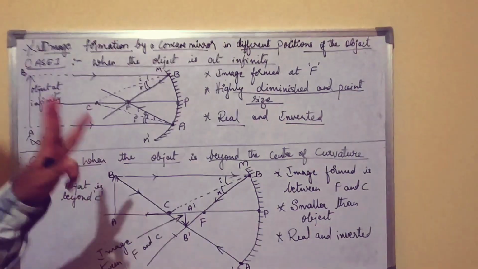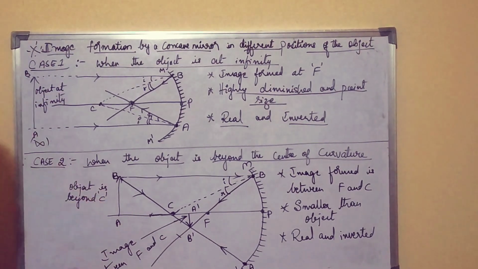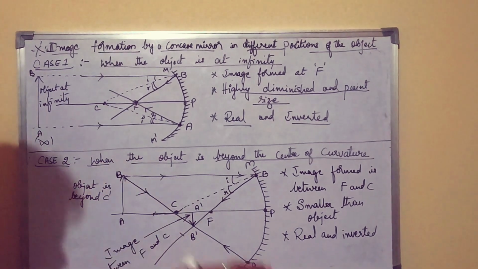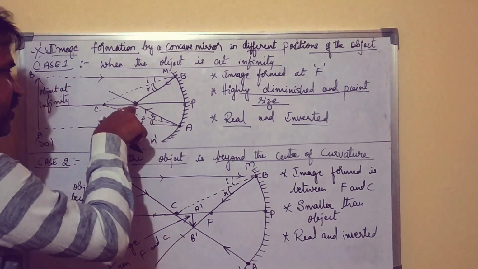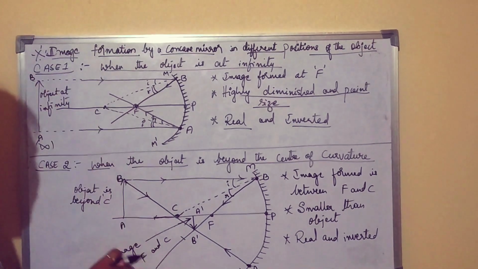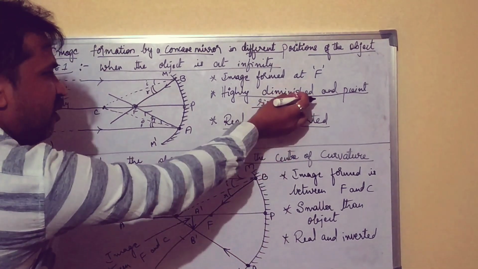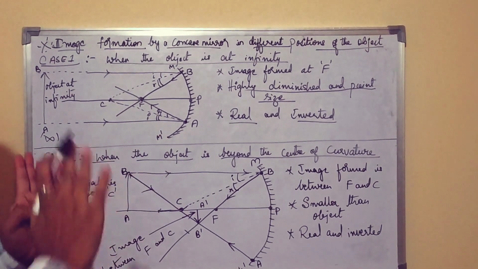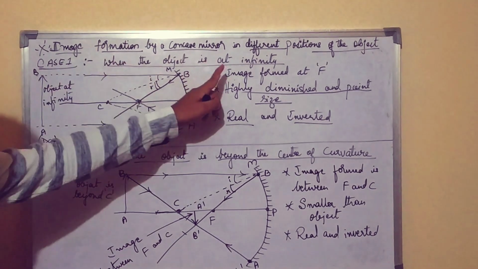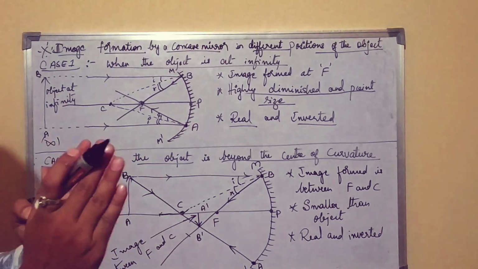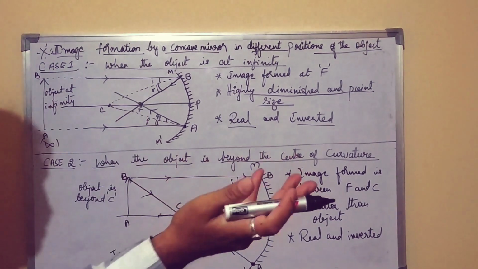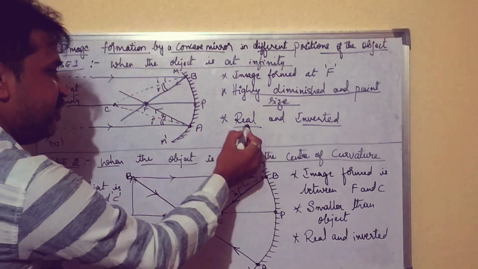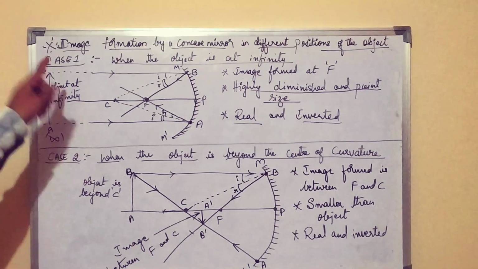As I have told you, there are 2 types of images, real image and virtual image. Images that can be caught on the screen are real images. Of course, here, if you place the screen, the image is caught on the screen. But that image is very small, highly diminished. So this case deals with what? When the object is at infinity, you expect the image at the principal focus. How is that image? Very small, highly diminished. But that image is real and inverted. So that is case 1.